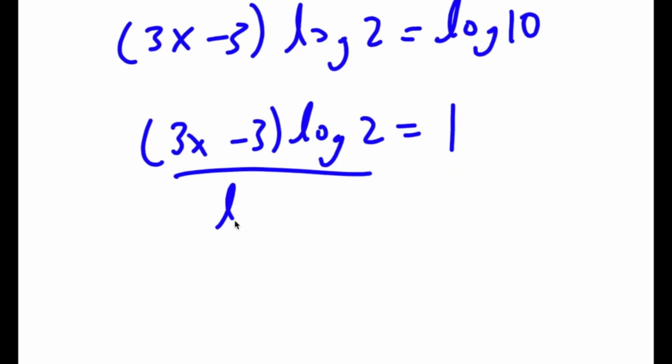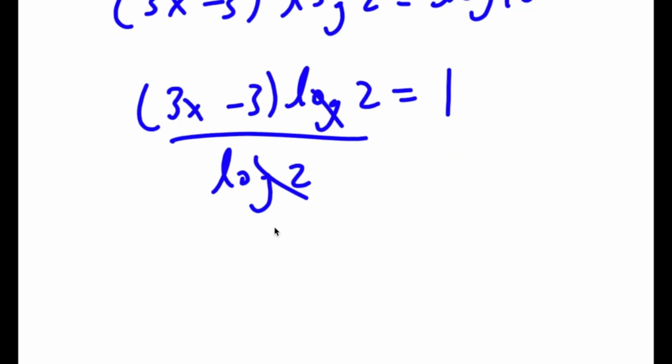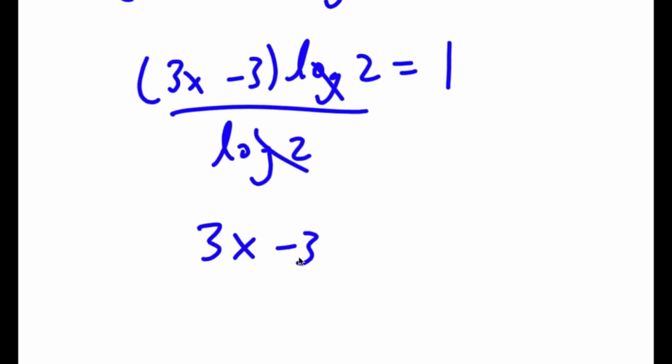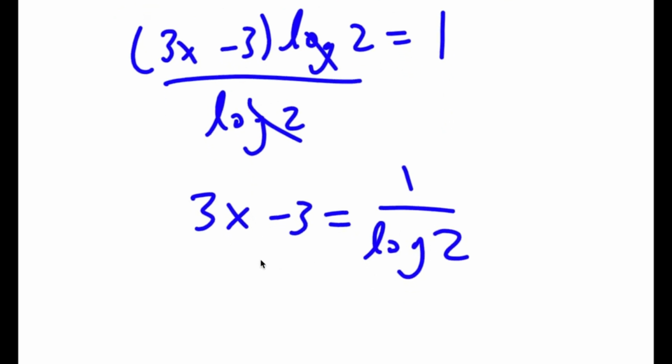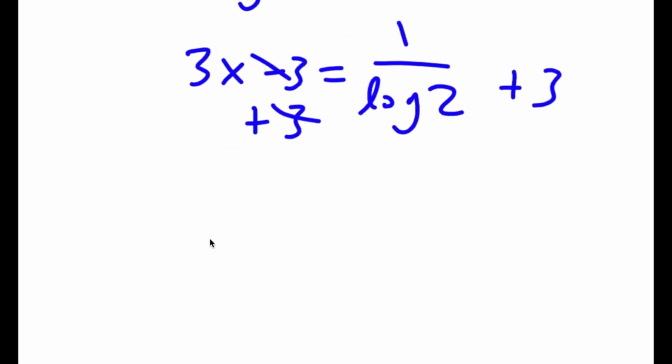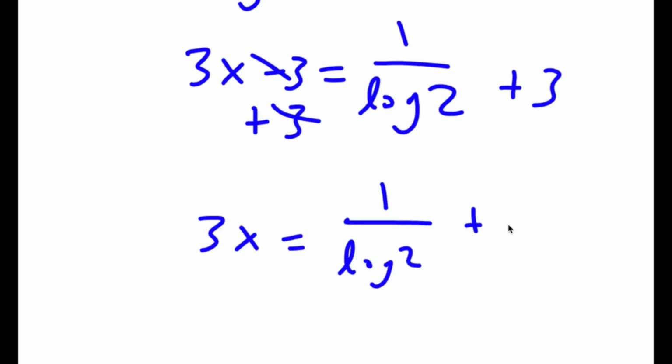Now, if I divide both sides by log 2, these two cancel out, and I get 3x minus 3 is equal to 1 over log 2. Now if I add 3 to both sides, these two cancel out, so I get 3x is equal to 1 over log 2 plus 3.